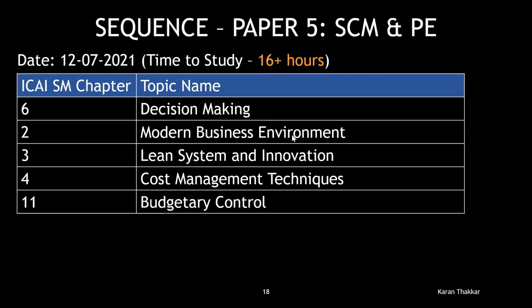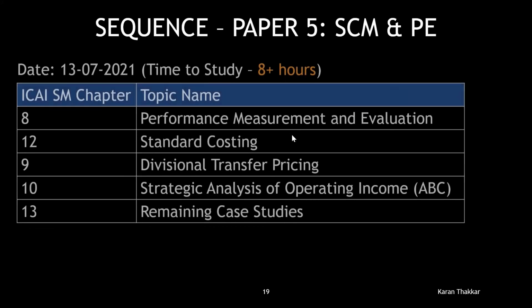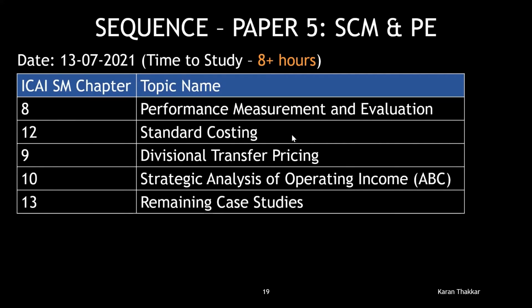Next, do chapters 2, 3 and 4. They have many practical questions as well as many case study questions. To end the day, you can do budgetary control. On exam day, start with chapter 8, then do standard costing and transfer pricing. Afterwards, do chapter 10, and finally, if there are any case studies which are remaining, which are not covered in any of the chapters, do that.